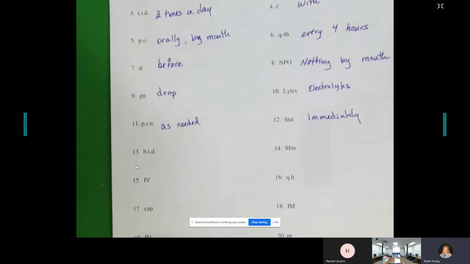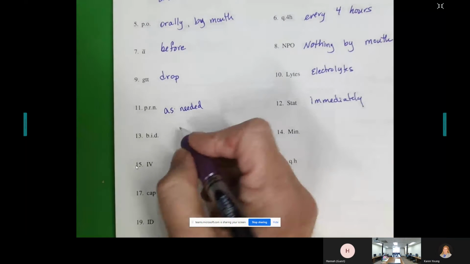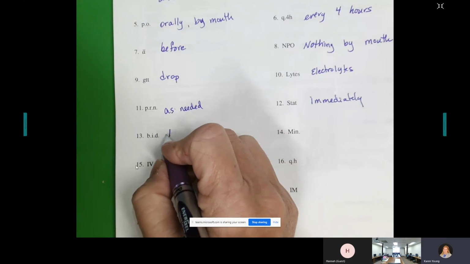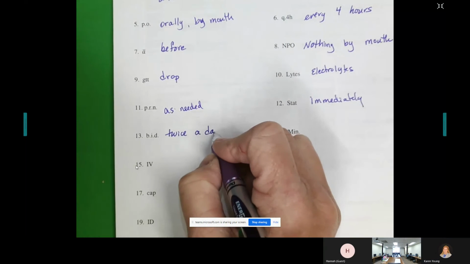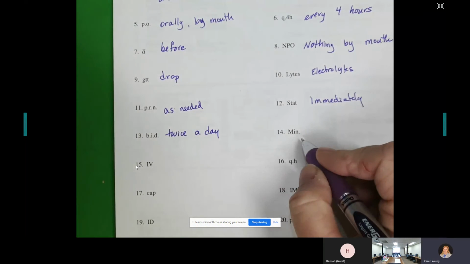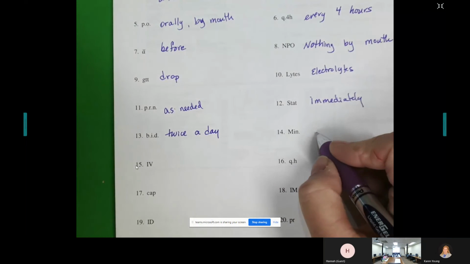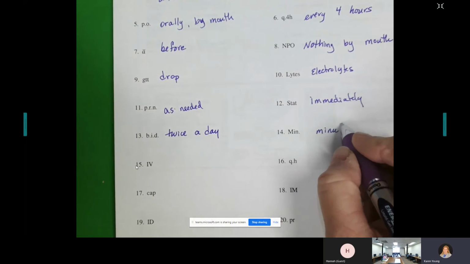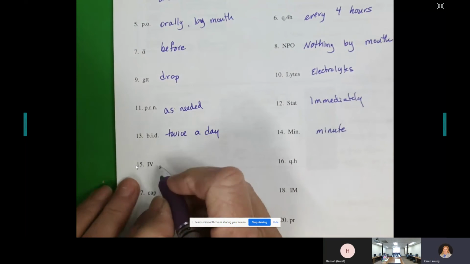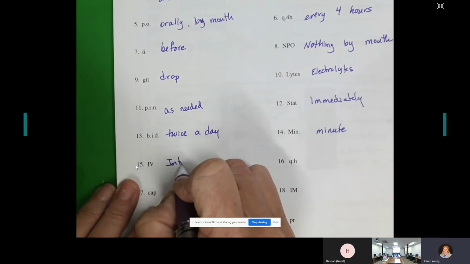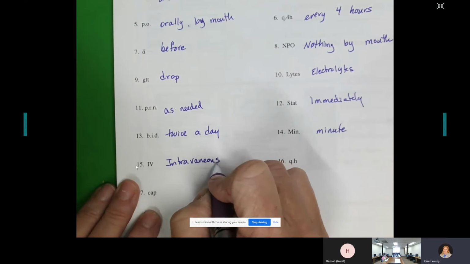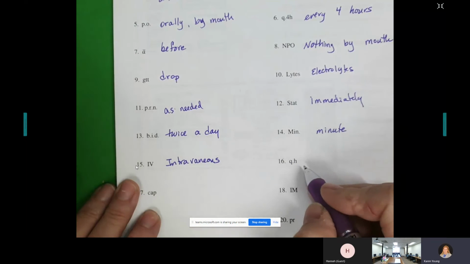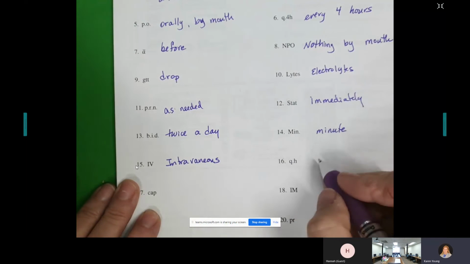And BID? Twice or 2 times a day. And then MIN is minute. IV is intravenous. What about QH? Every hour.